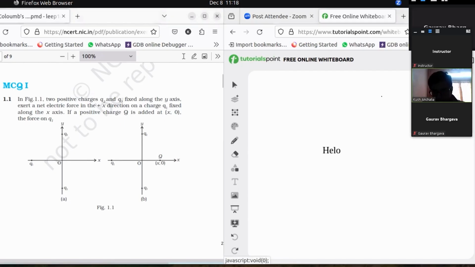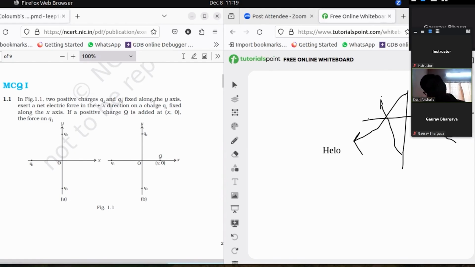They will be exerting force on Q1. This is the diagram: Q2 is here, Q3 is here, and Q1 is here. So Q2 will exert force in this direction, and Q3 will exert force in this direction on Q1. Now what we are doing is giving a capital Q charge here. So now we have to find out the force on Q1, given the net electric force in the positive x direction.